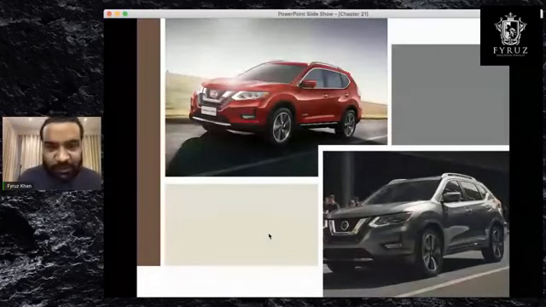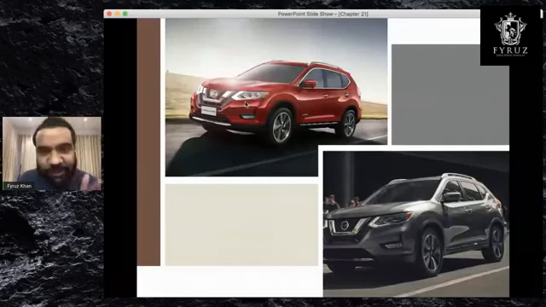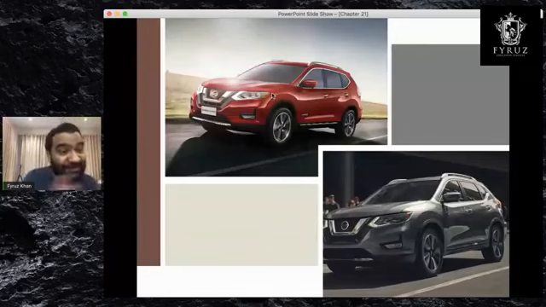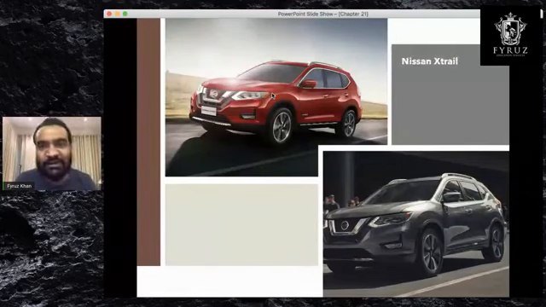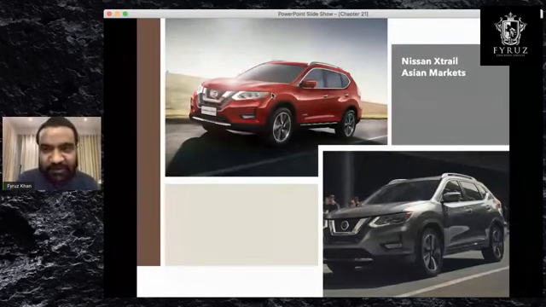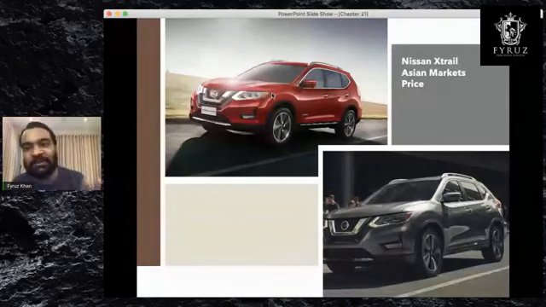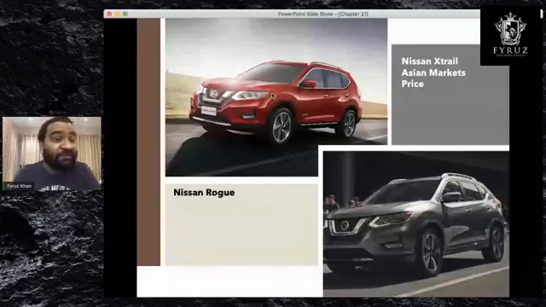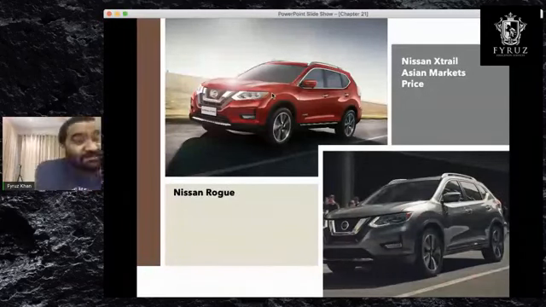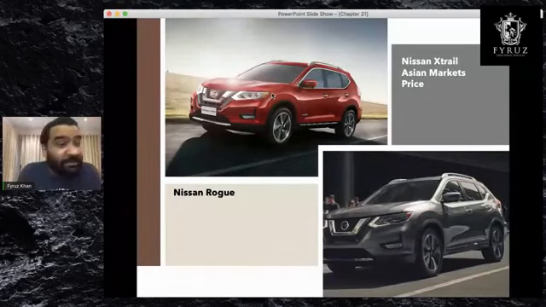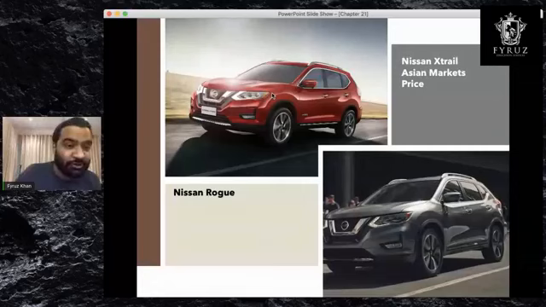For example, let's have a look. We have two cars. Out here on the left, this is a Nissan X Trail. Nissan X Trail is sold in the Asian market. The same car is sold in the American market by the name of Nissan Rogue. The same car, but the name is different. Probably they've done research. Probably Americans do not like the name X Trail. Probably it means something else in their culture. So it is marketed as Nissan Rogue in the US market.